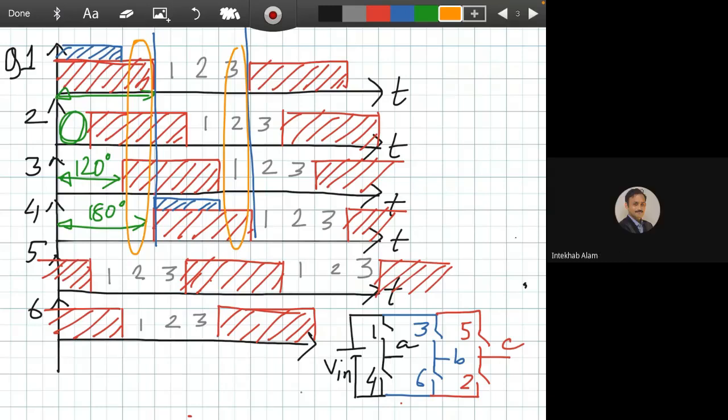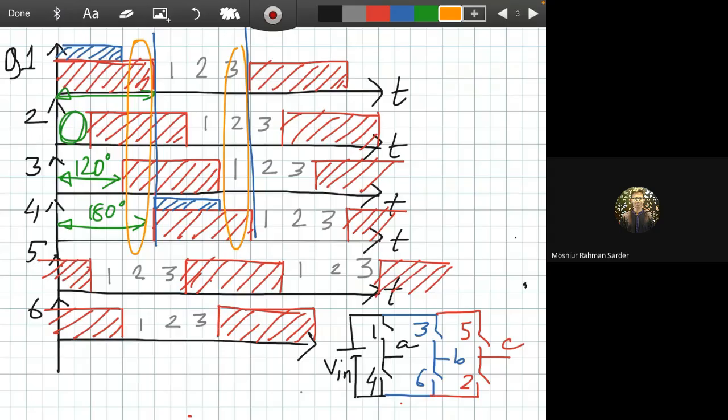The wave shape will also be changed. The output wave shape. If the output wave shape changes, then the frequency spectrum will also be changed. And considering those frequency spectrums, we can consider the inverter quality.